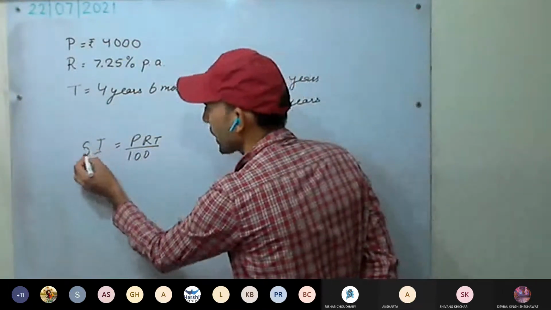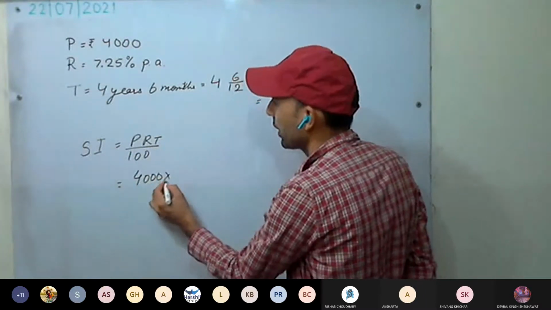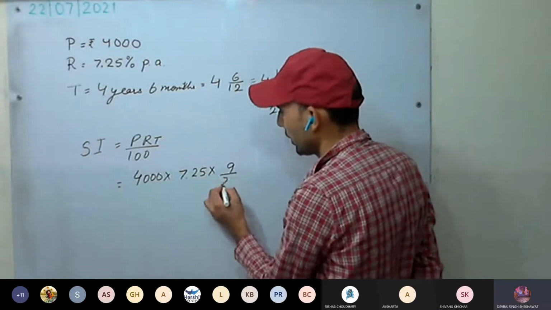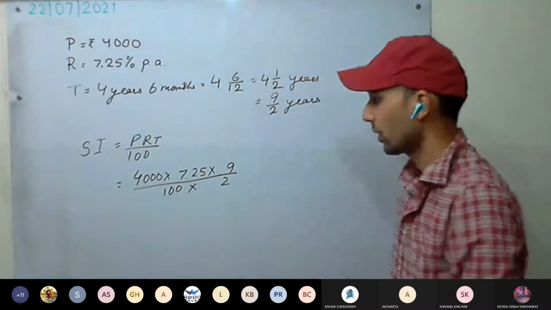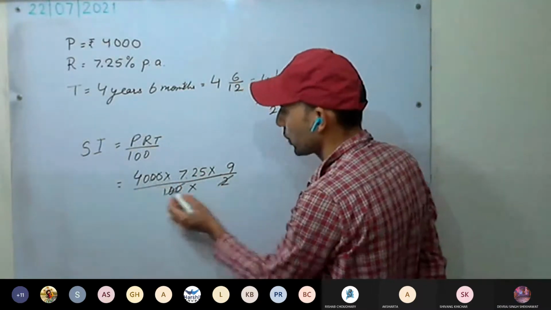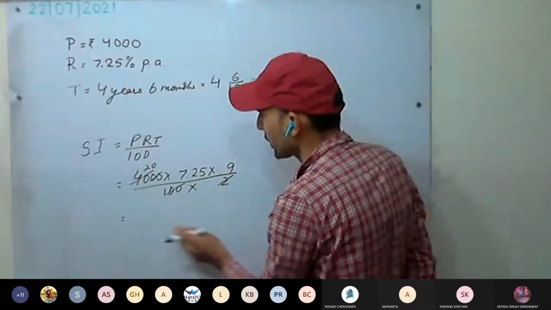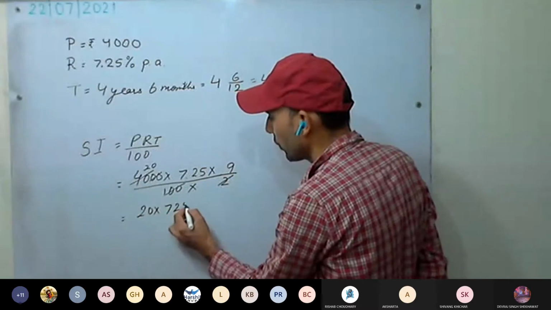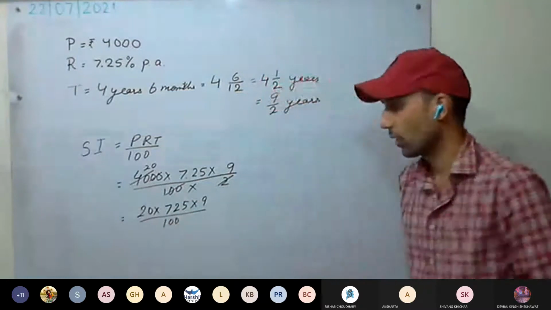You can put SI. Put P as 4,000. Rate 7.25 into 9 upon 2, into 100. Now cancel zeros. 20 into 725 into 9 divided by 100. Okay, you can solve it.